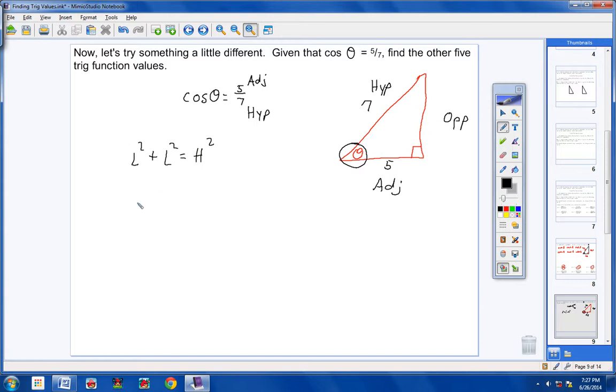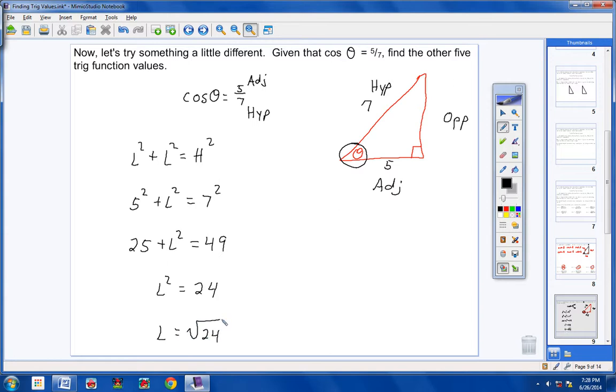So one of my legs is 5. My other leg I'm looking for, and my hypotenuse is 7. So now I have 25 plus L squared equals 49. Now bring the 25 over and make it negative, and you're left with 24. And now let's take the square root of both sides. The square root of L squared is L, and the square root of 24 is the square root of 24.